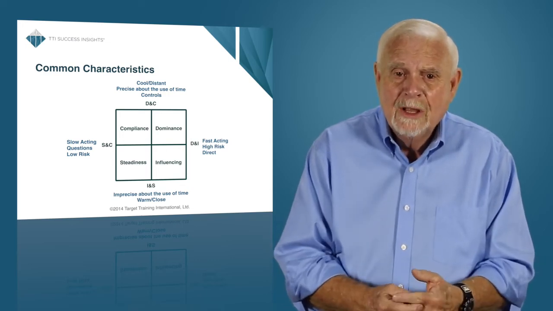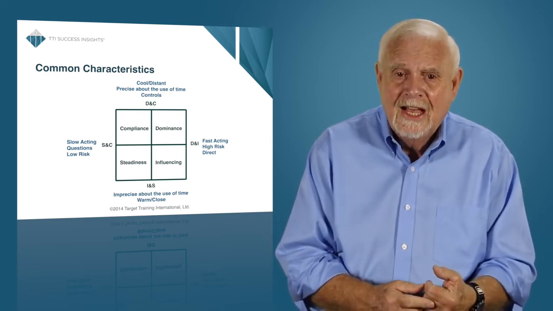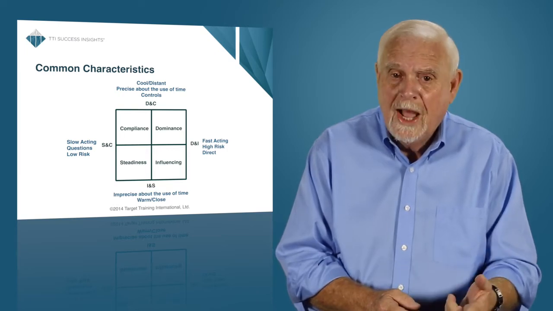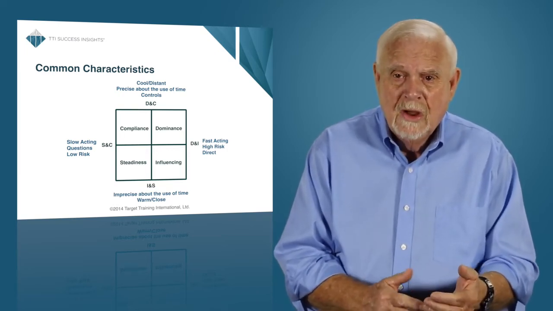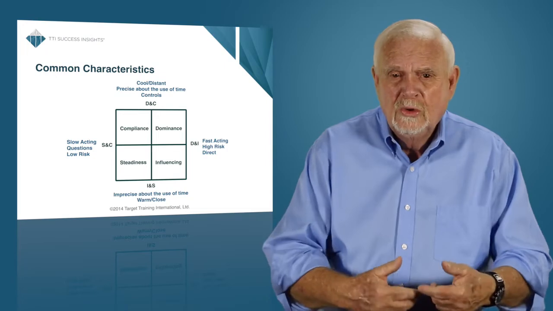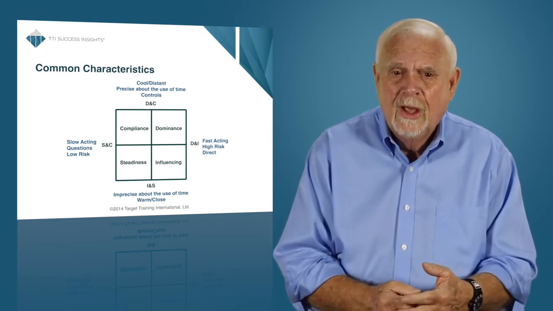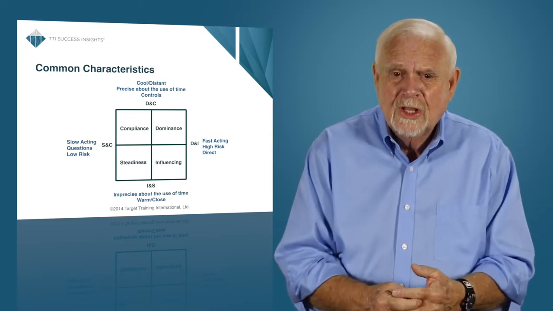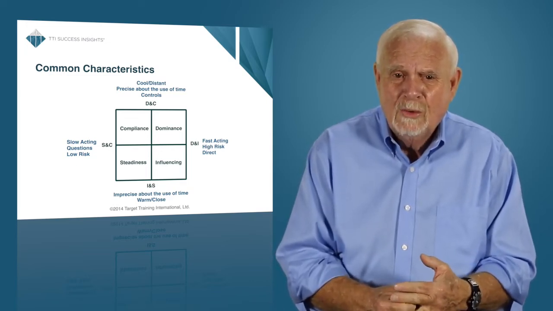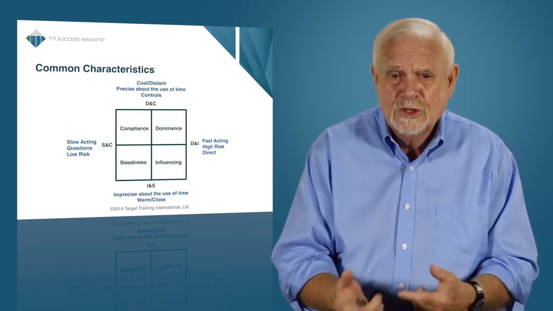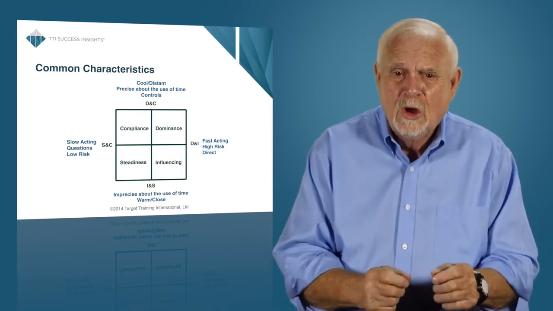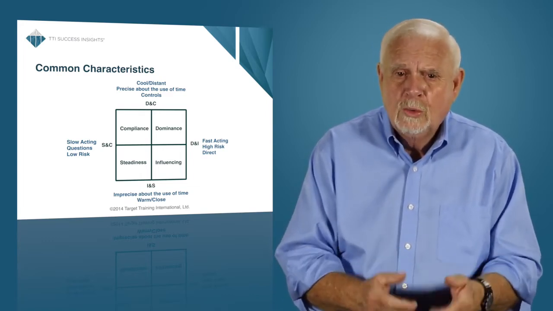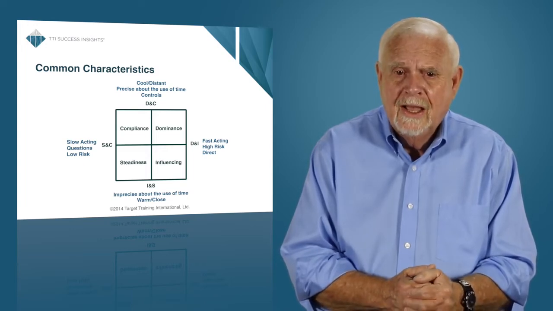Now, as we look at common things between the C and the S, we'll find that they're both slow to act, low risk, and they will ask questions to sort of discover more information before they make those decisions. So this is just some tips to give you some ideas when you start out reading people, so that you don't misread, that you're looking for the small nuances to help you understand who you're really talking to, a D, I, S, or a C.